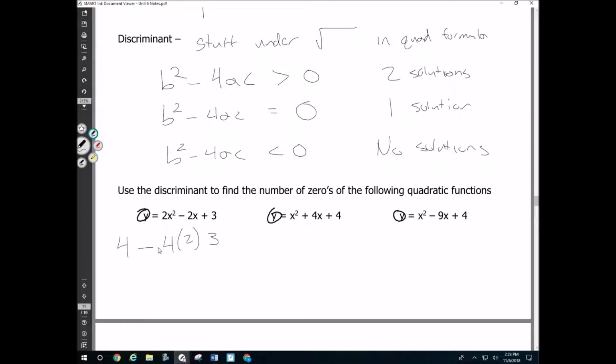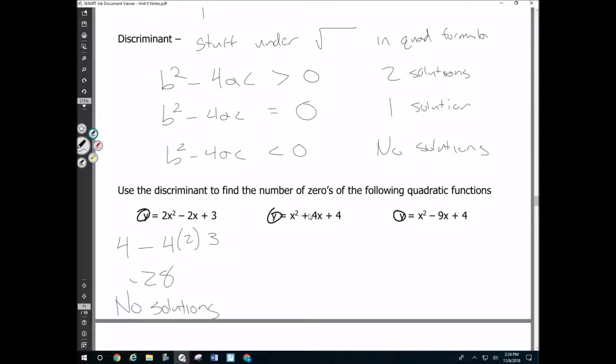What is it? -28? What is that telling me in terms of the amount of zeros that the equation has? There are no zeros. There are no solutions. Follow with me, gentlemen.